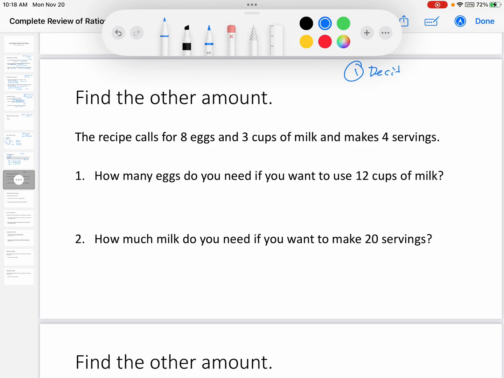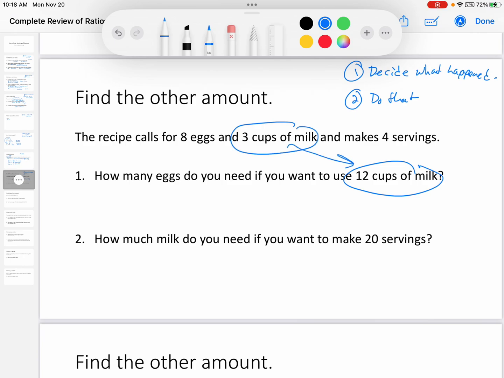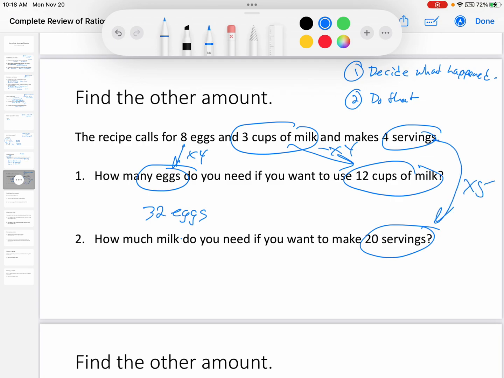Find the other amount. Step 1, decide what happens. What happened? Step 2, do that. Okay, 12 cups of milk, 3 cups of milk. What happened was times 4. Eggs, 8 times 4, 32 eggs. Since this was times 4, this will be times 4. 20 servings, 4 servings. What happened? Times 5. How much milk? We'll do 3 times 5 is 15 cups of milk.